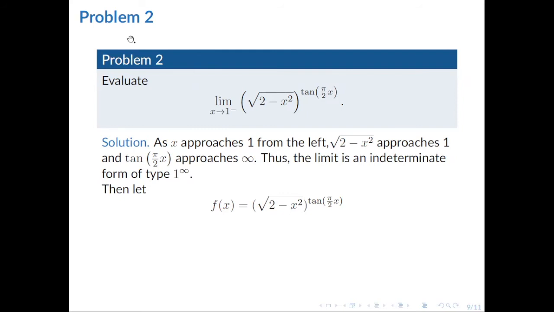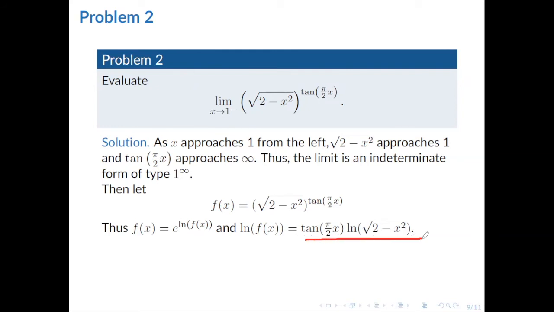Thus, etong natin, this one, equate natin siya sa f of x. Thus, f of x equals e raised to ln f of x. And ln f of x is equal to this one. So we have here tangent of pi over 2x times ln of the square root of quantity 2 minus x squared.